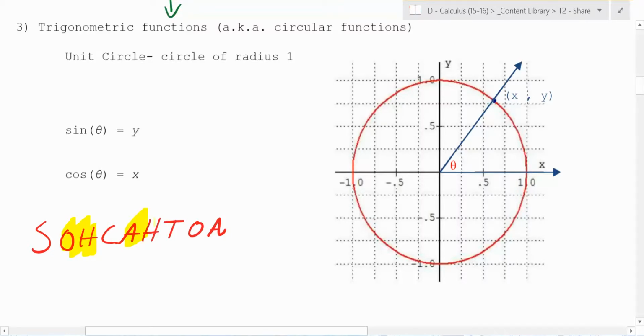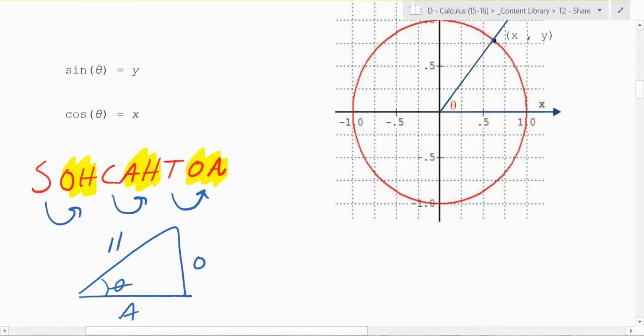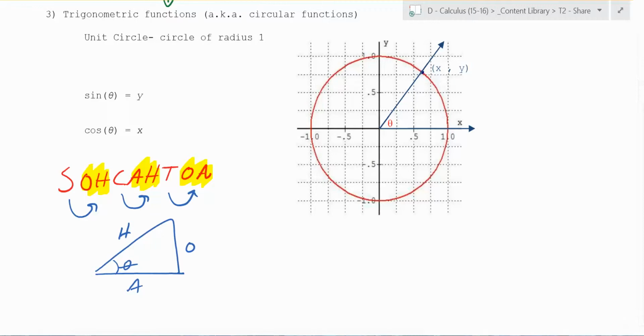So there's SOHCAHTOA. The OH, the AH, and the OA are the important things because that tells us sine, cosine, and tangent. And in terms of a triangle, there's theta. This is your adjacent side, there's your opposite side, and there's your hypotenuse. In a unit circle, the unit refers to the radius, which is going to be the hypotenuse of these triangles.